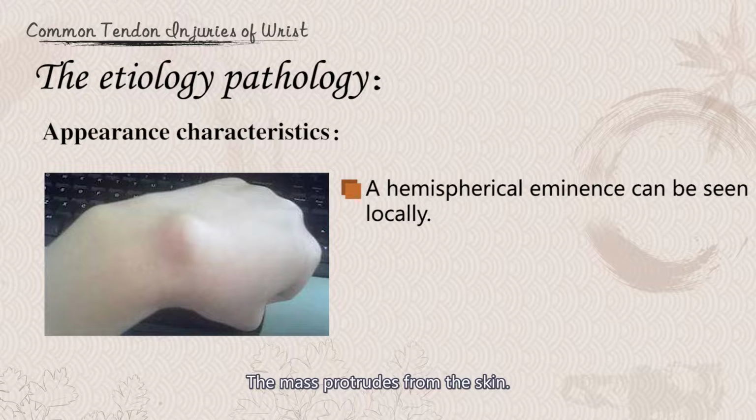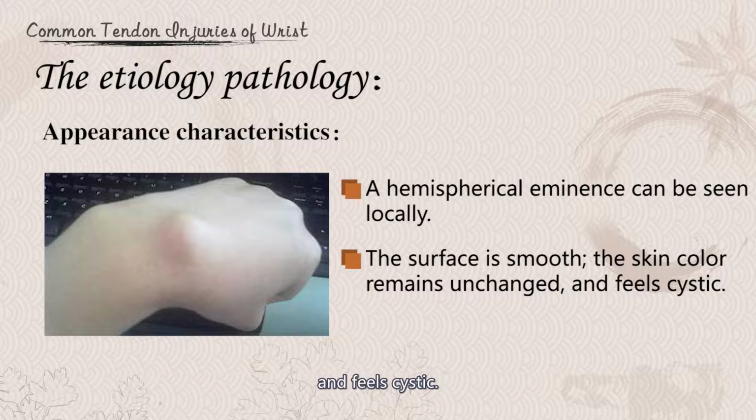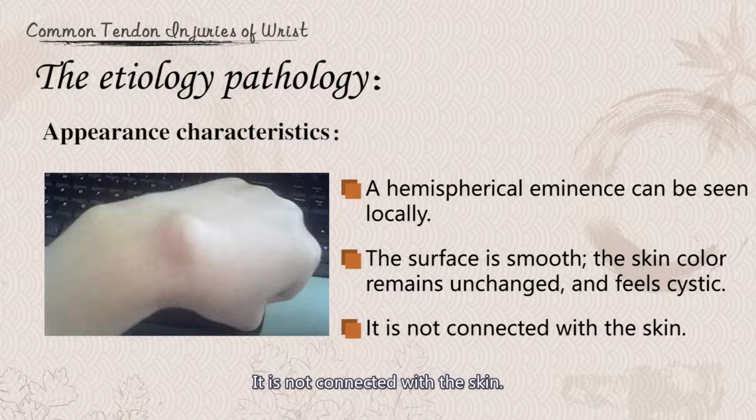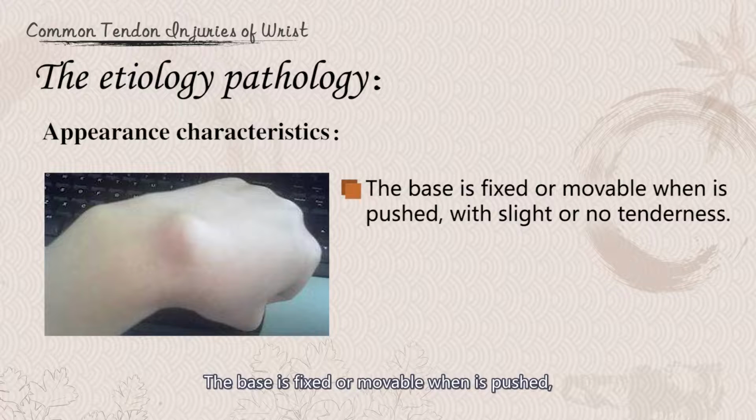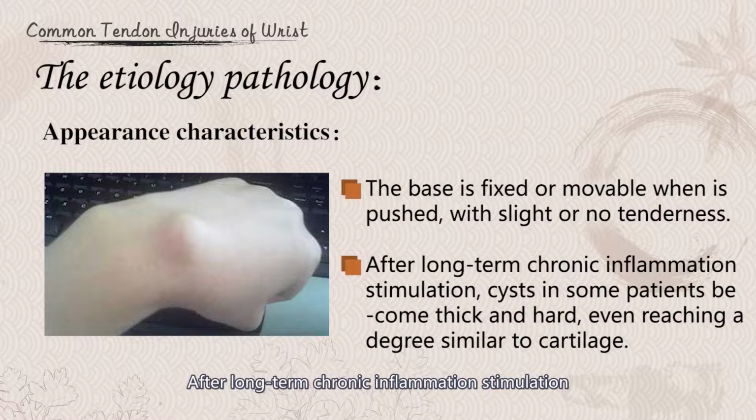The mass protrudes from the skin. The surface is smooth, the skin color remains unchanged, and it feels cystic. It is not connected with the skin, and the surrounding boundary is clear. The base is fixed or movable when pushed, with slight or no tenderness. After long-term chronic inflammation stimulation, cysts in some patients become thick and hard, even reaching a degree similar to cartilage.